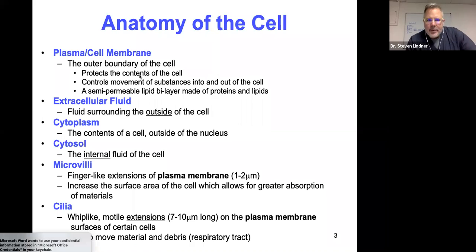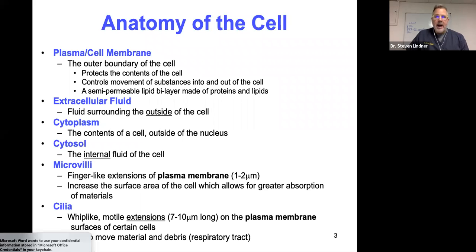The cell membrane is the outer boundary of the cell. That's what we showed you before. It protects the contents of the cell. It controls the movements of substances into and out of the cell, and it's semi-permeable. Semi-permeable means that it can allow things in and out, but it's selectively permeable due to the lipid bilayer. I said earlier it is a phospholipid bilayer, and it's made up of proteins and lipids. Lipids could be fats, and proteins are proteins. But proteins are really, really important. They're like the gatekeeper of what is permitted in and out.